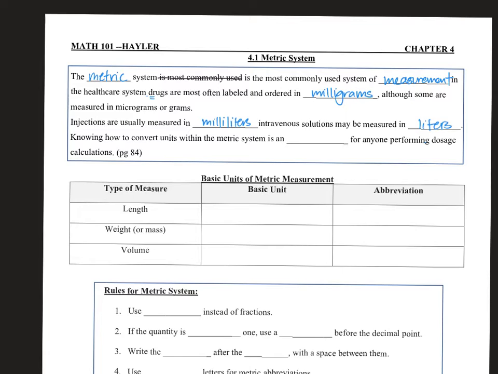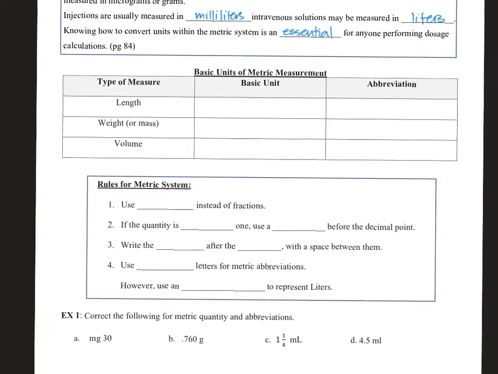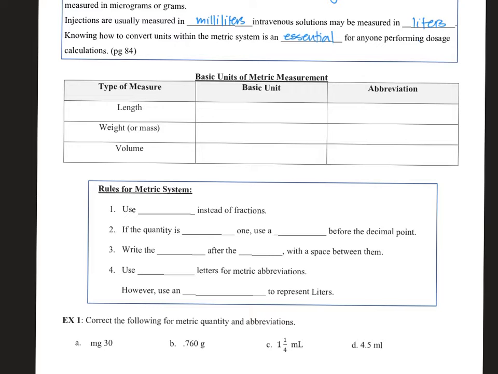Alright, so knowing how to convert units within the metric system is an essential skill, okay? Essential skill for anyone performing dosage calculations, right? You want to make sure you're giving the right dose. So, looking at basic units of measurement, there are three basic ones. We're talking about the length of an object, or we could talk about the weight of an object, for example, if a dog weighed 3 pounds, or you can talk about the volume of something. Alright, so three basic types of measurements.